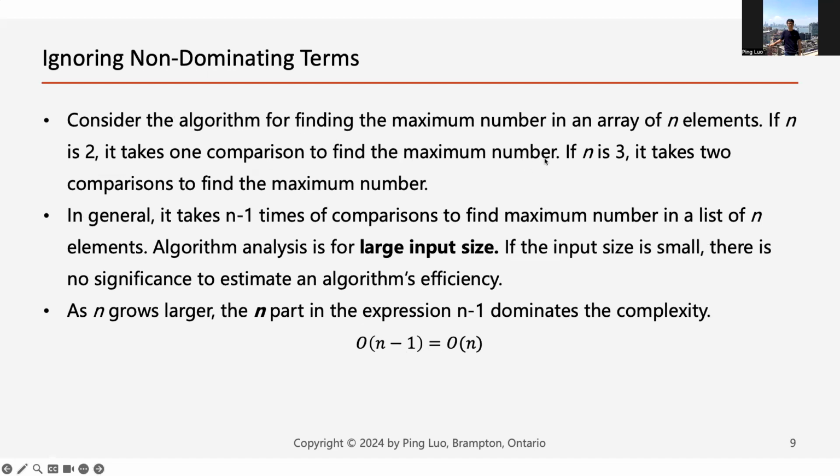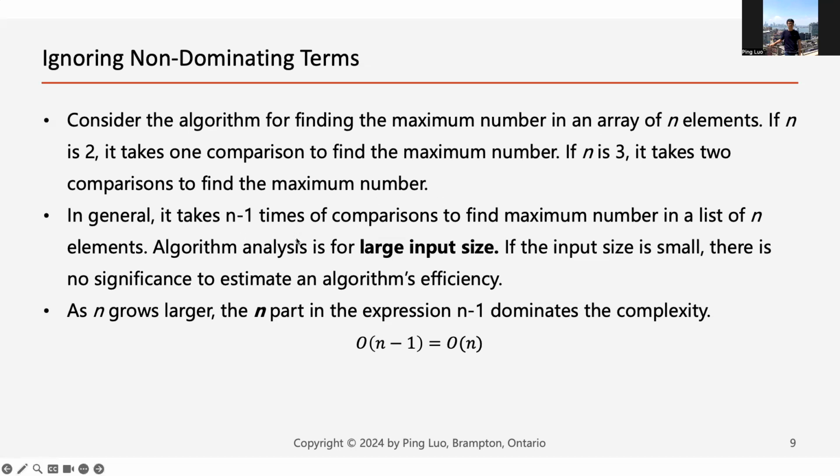So for example, this finds the maximum number in an array. If there are n numbers, we just need to compare against the first n minus 1 numbers. We search for the biggest number among those n minus 1 numbers. As long as none of those are the largest, we will know the last one is the largest.